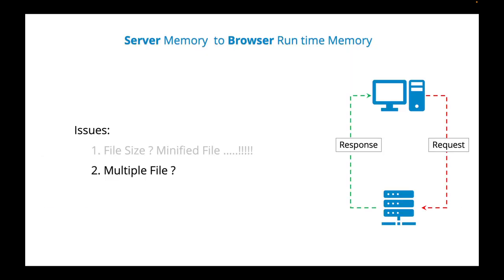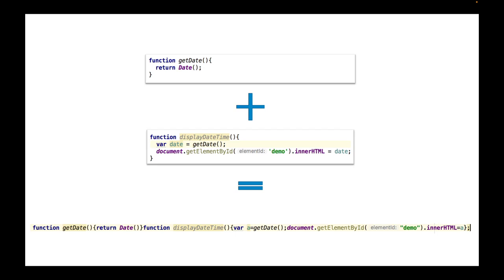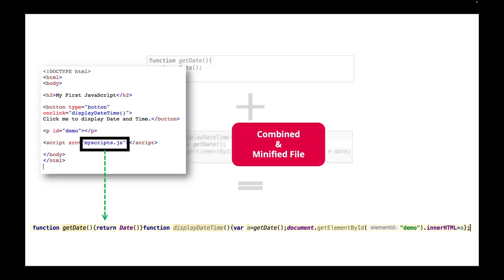And then we started creating multiple JavaScript files. Instead of loading all the JavaScript files, we started combining everything into a single JavaScript file and then doing the minification process. And we had this combined minified file as the next set of production-ready JavaScript.